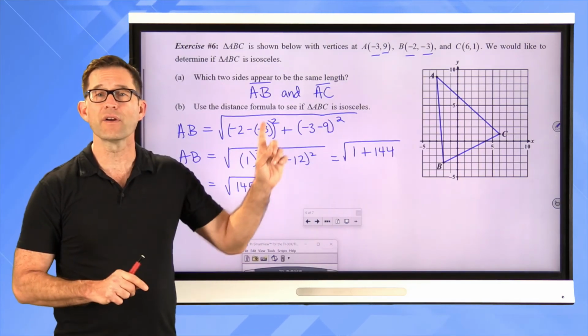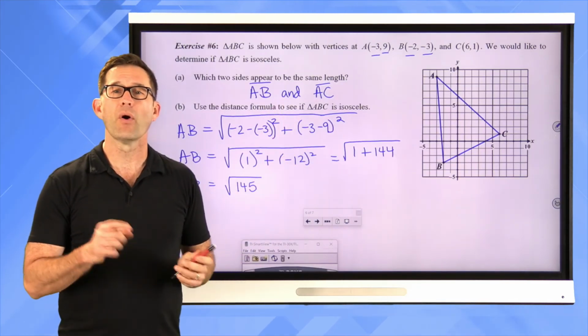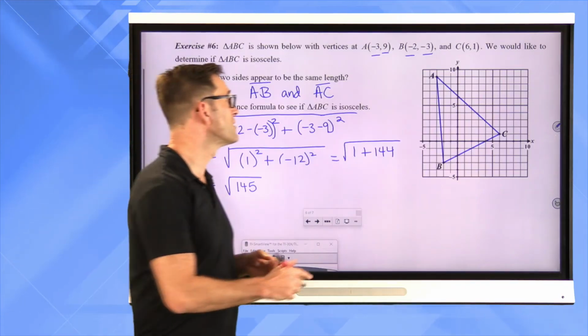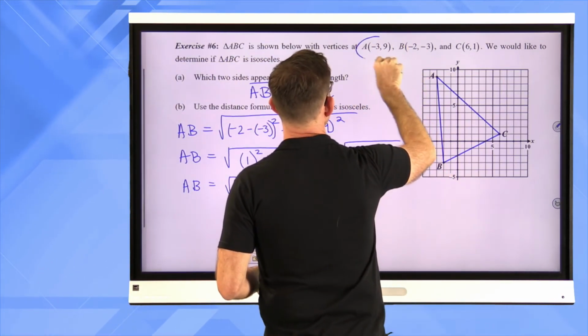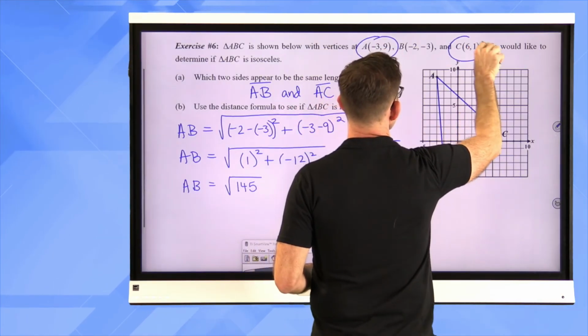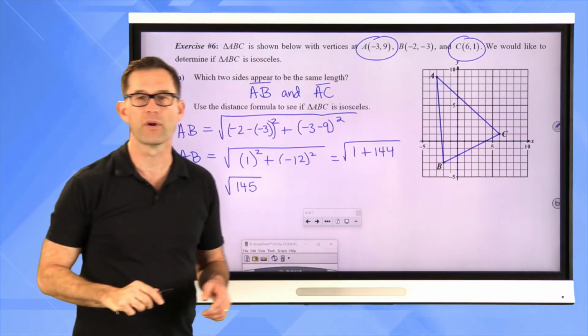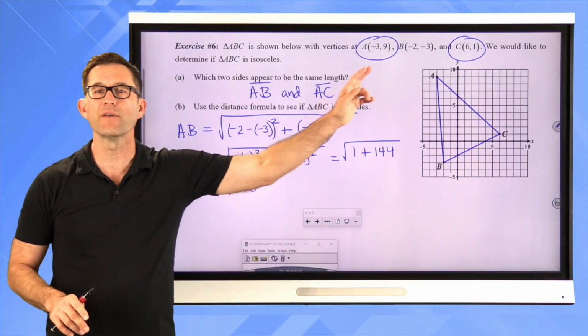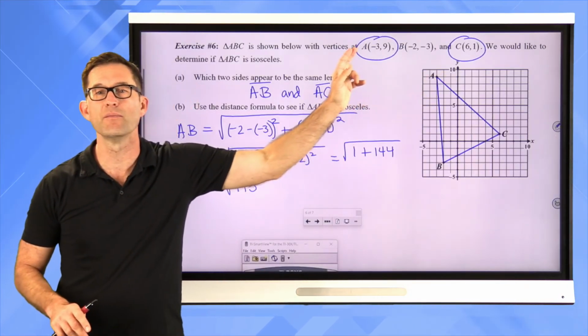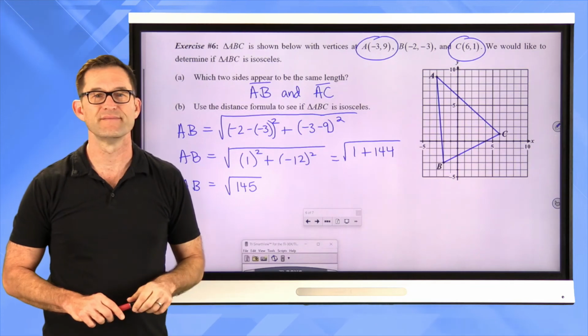So let's now figure out the length of AC. Pause the video now and use the distance formula. Let me erase this and be very clear. I now want to find the distance between this coordinate point and that coordinate point. So pause the video now, take a few minutes and carefully find the distance or the length between those 2 points.